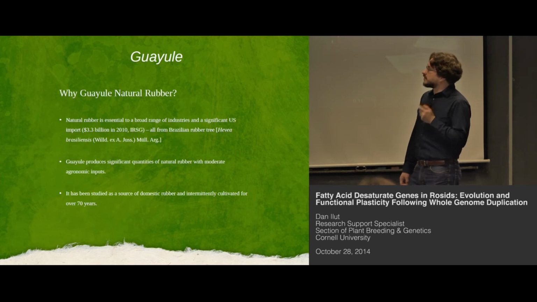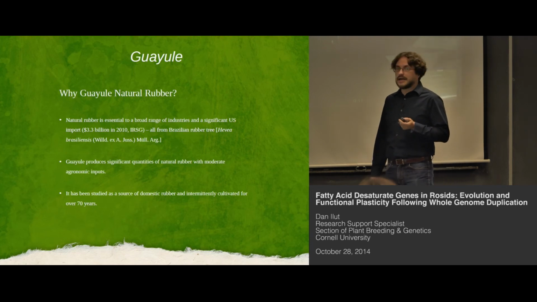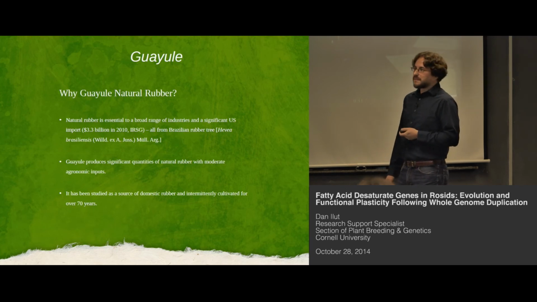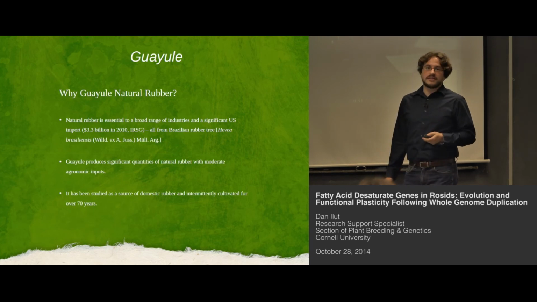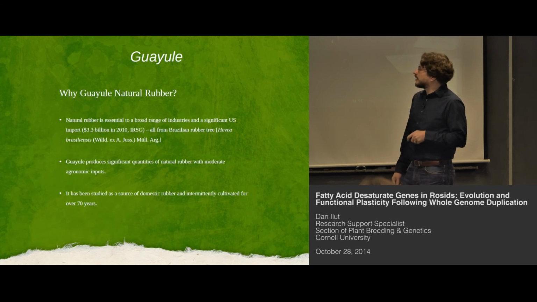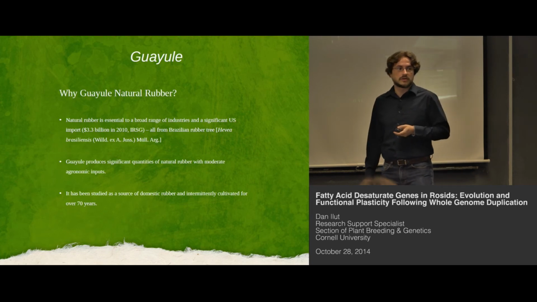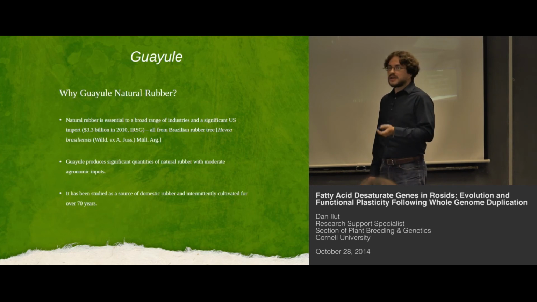Wayuli produces significant quantities of rubber, and it doesn't take a lot of work. Well, I'll put that in quotes because it's not really fully developed as a crop, so there are ways to go there. And it has been studied as a source of domestic rubber and intermittently cultivated for over 70 years, actually. So there is some history, there is some experience working with it.